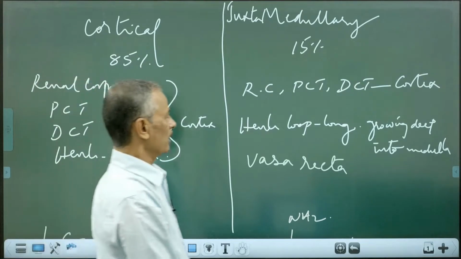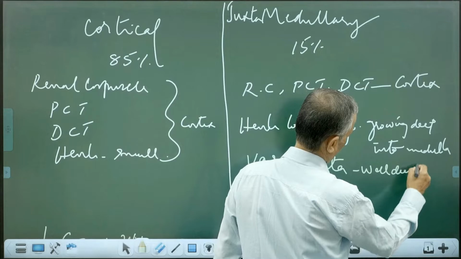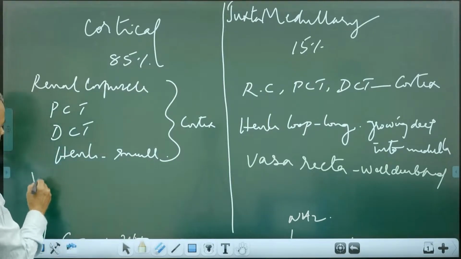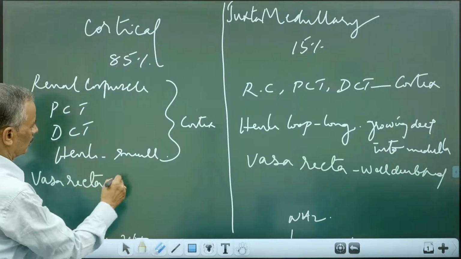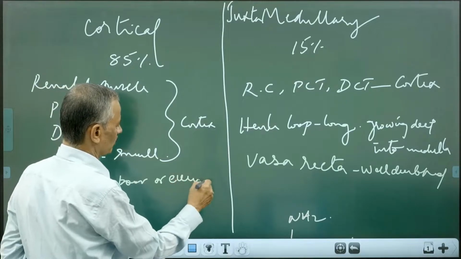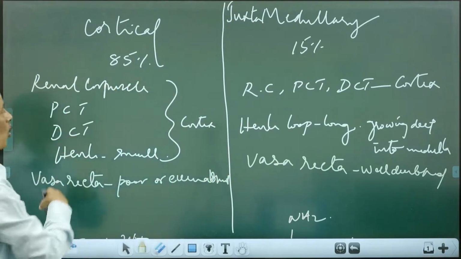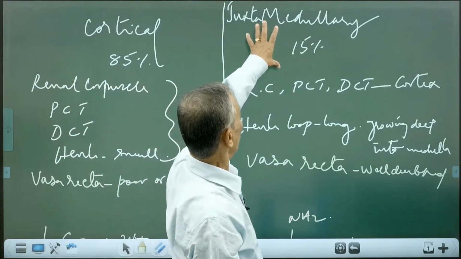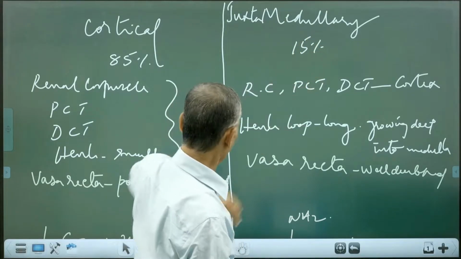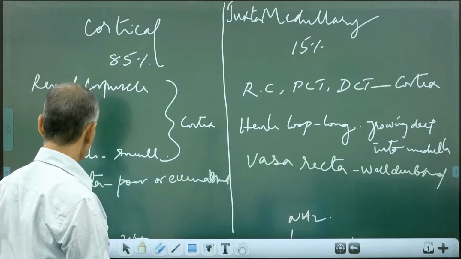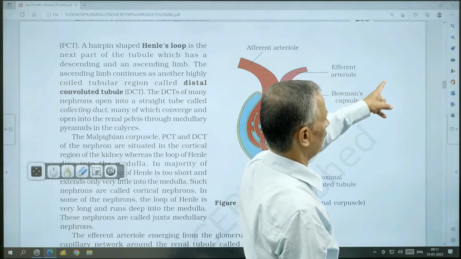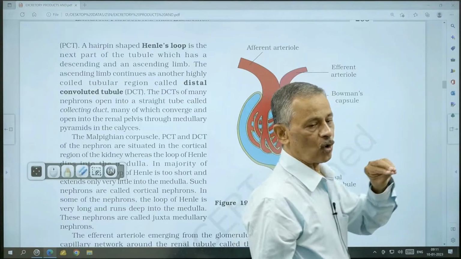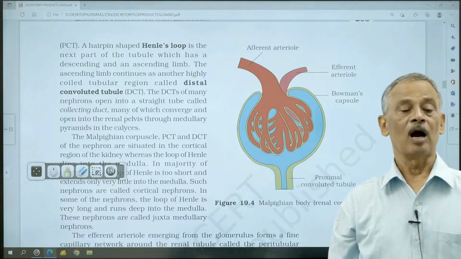So vasa recta is well developed in juxtamedullary nephrons, whereas this vasa recta is poorly developed or even absent in cortical nephron. Okay, so you are having a vasa recta well developed in juxtamedullary type. It is a part of the peritubular capillary. So this peritubular capillary will be again fusing to form a vein, and these veins join to form renal vein that takes blood out of the kidney.